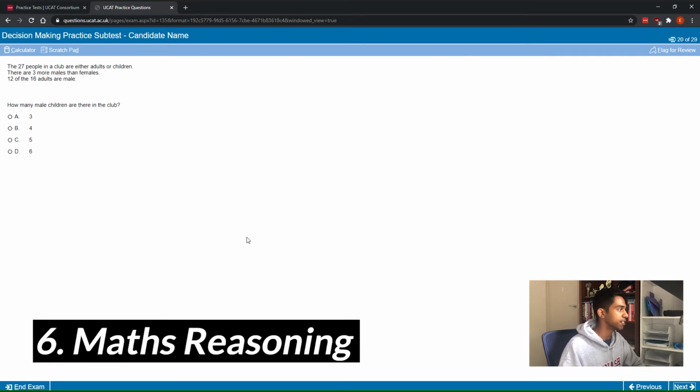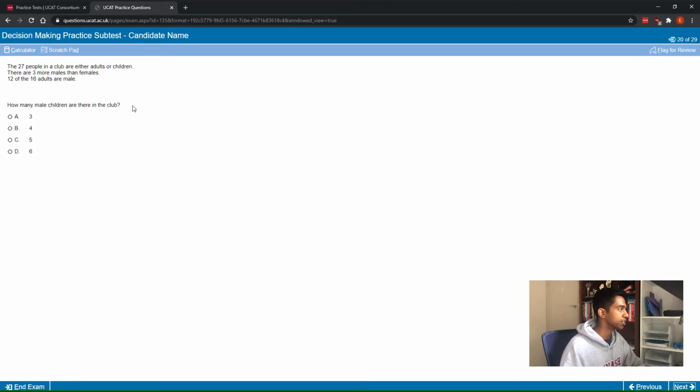Now the final question type we have is this one here, which is a mathematical reasoning sort of question. And there is a lot of variety with these questions here, but these are also quite easy to tackle once you get the hang of it.